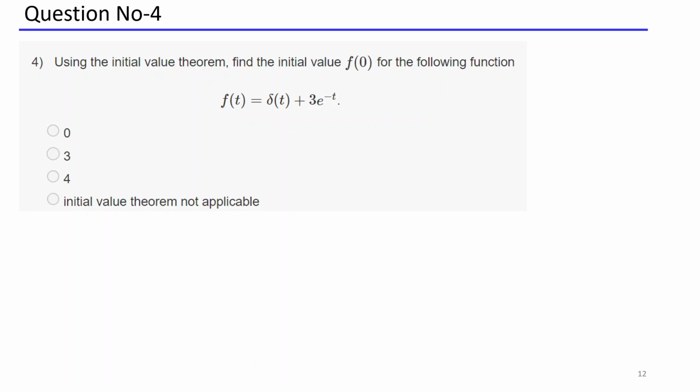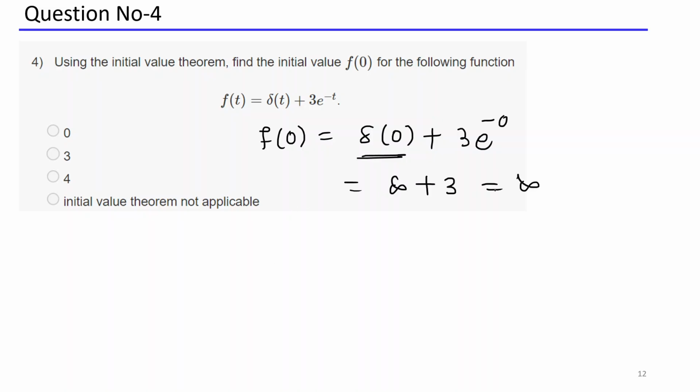So this is the initial value theorem question. Okay, how to solve that? Initial value theorem means find the initial value f of 0. So you put f of 0 here: delta of 0 plus 3 into e to the power minus 0. So what is the delta of 0? Infinity. Infinity plus 3 is infinity. So the function f of t, the value is infinity.